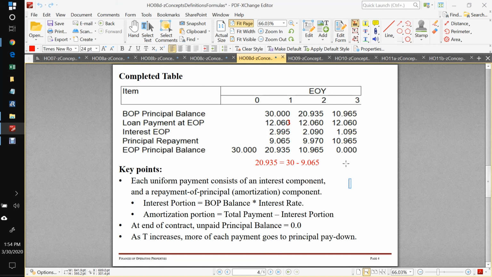And another thing, very important: at the end, after you've made your last payment, the principal still due at the end of the contract is 0. So if you've made one of these tables and you get 0 here at the end, you've probably done everything right. And if you don't, you know you've done something wrong.